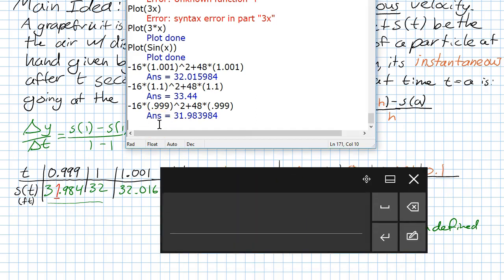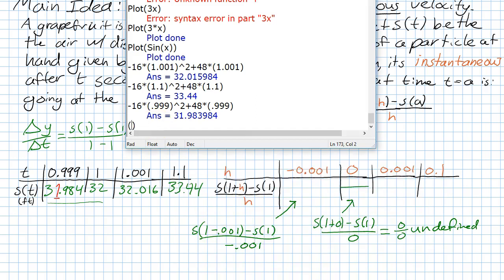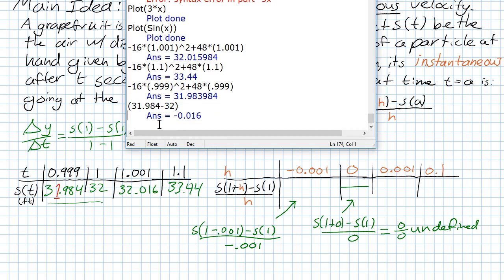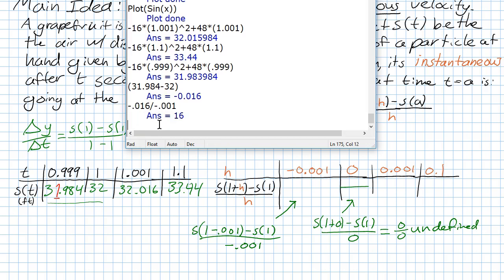So let's calculate that here. This will be 31.984 minus 32 in the top, which is negative 0.016. So it's a decrease if you go backwards in time, which is kind of weird. And then if you divide negative 0.016 by negative 0.001, we get 16.